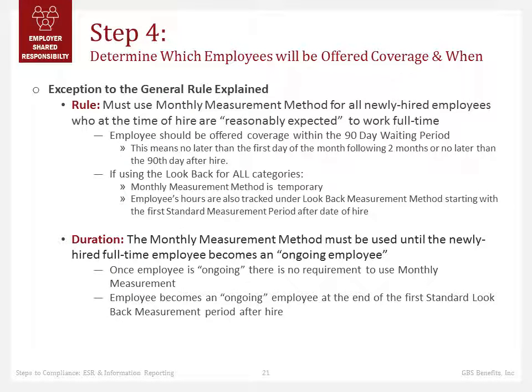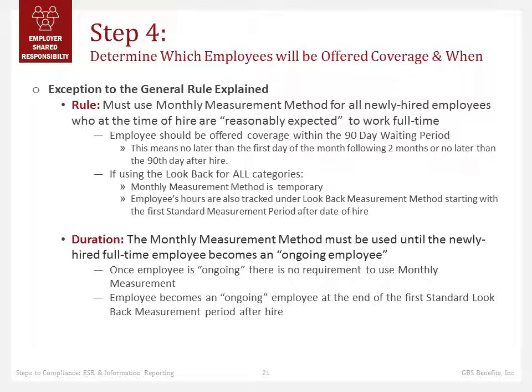Okay, let's talk about this a little bit more so you understand it a little bit better. So, again, the rule is you must use the monthly measurement method for all newly hired employees who at the time of hire are reasonably expected to work full-time. What happens then? For these employees, the employee should be offered coverage within your 90-day waiting period. Now, as you know, or you hopefully know, the 90-day waiting period rules or provisions under the ACA are separate from the employer shared responsibility rules, but they dovetail in that they both have to do with waiting for coverage, and they both need to be complied with.